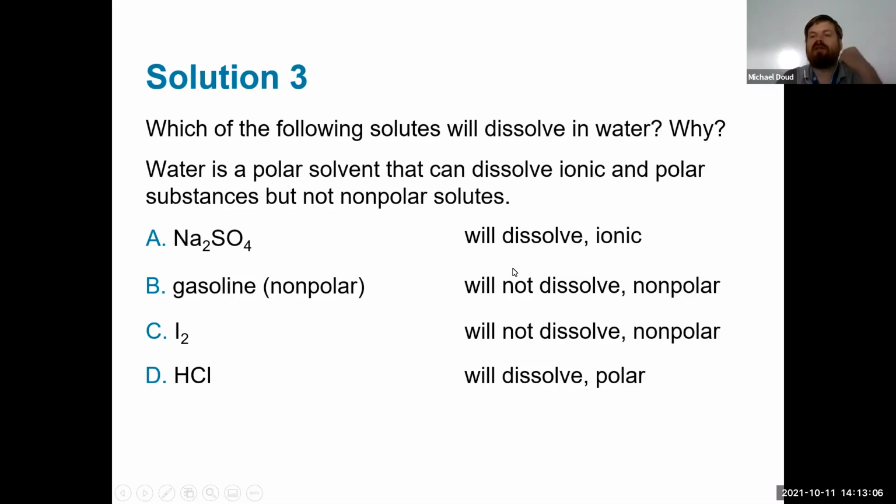Iodine is nonpolar, right? There's only one iodine-iodine bond in iodine, and that's going to be a nonpolar bond because the electrons are shared equally between the two iodine atoms. So nonpolar means it's not going to dissolve. And then finally, HCl is polar, so it will dissolve, is what we predict.